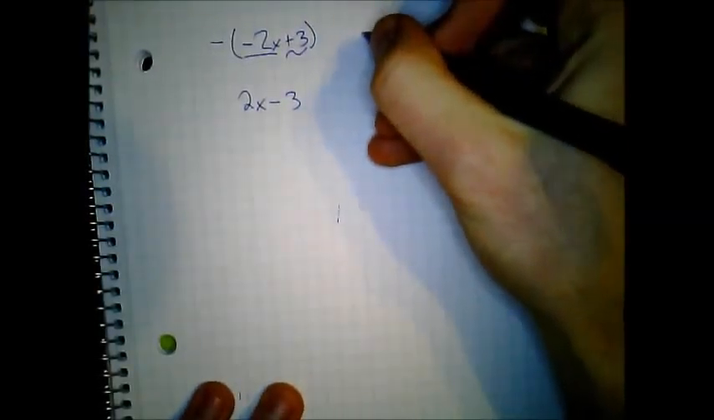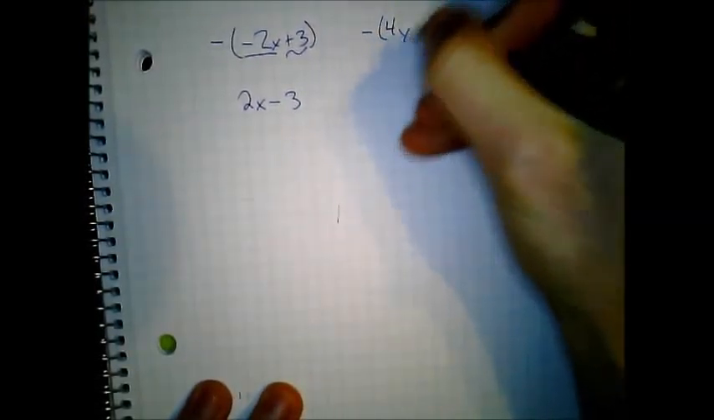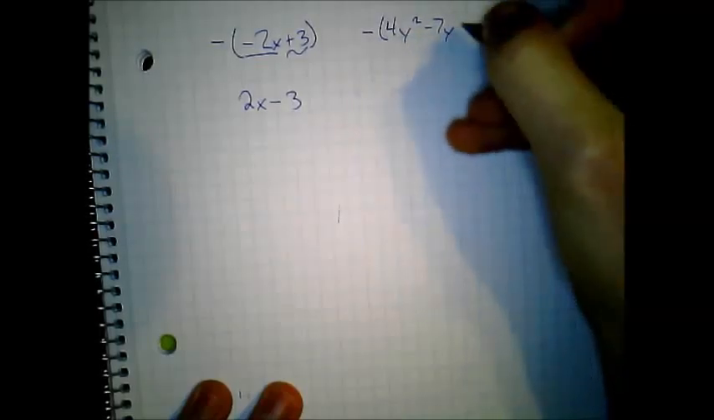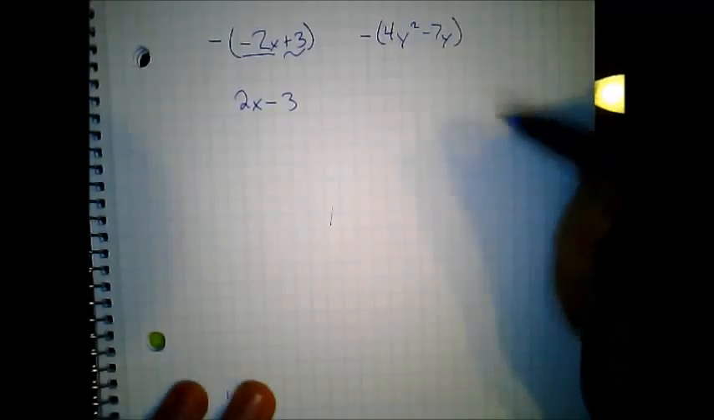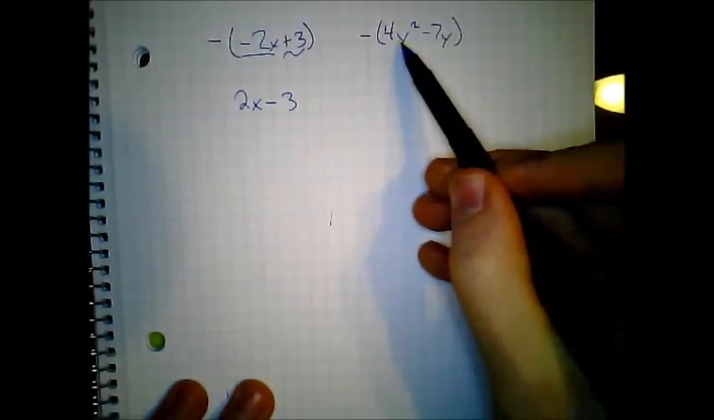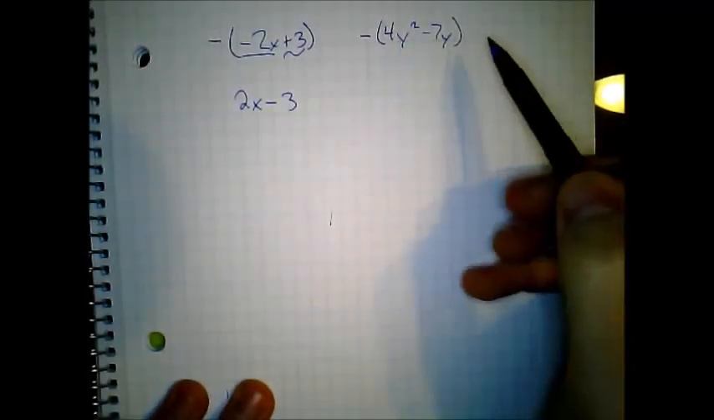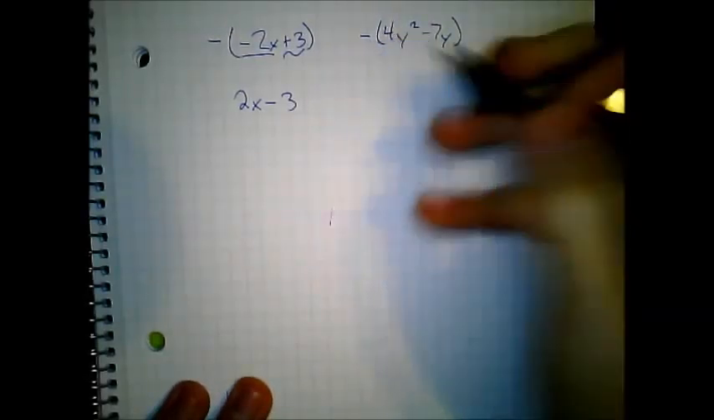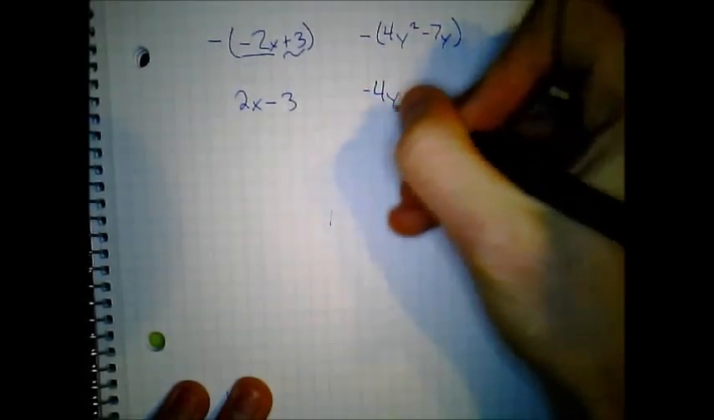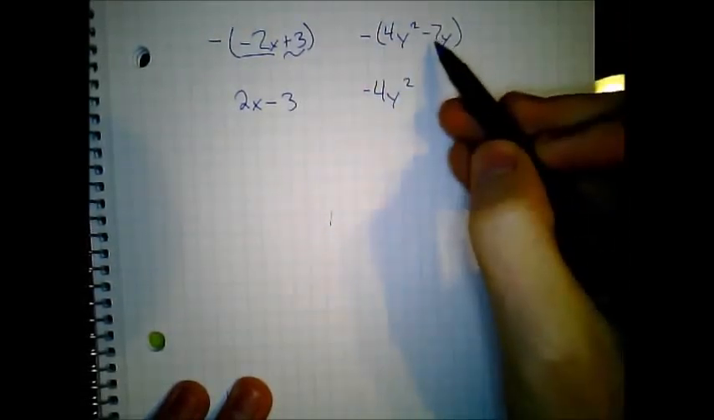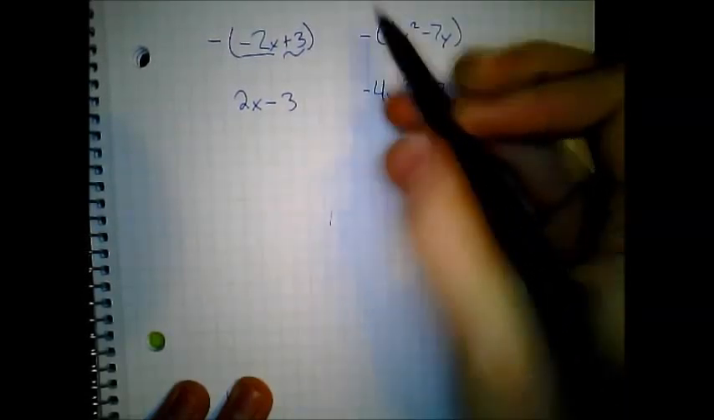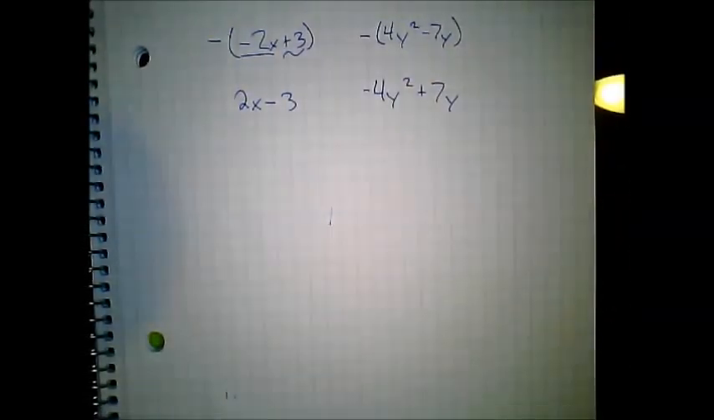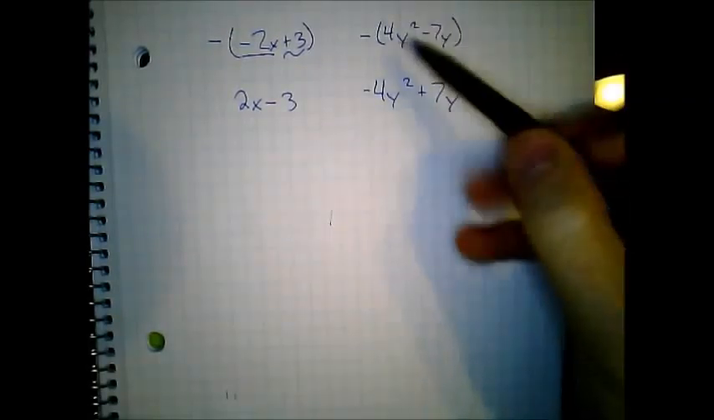Again, if we have the opposite of the group 4y squared minus 7y, we just want to take the opposite of everything on the inside. So on the inside, we have a positive 4y squared tiles and a negative 7y tiles. So the opposite of positive 4y squared is negative 4y squared. The opposite of negative 7y is positive 7y. That's all this means. This outside negative of a group just means we're taking the opposite, we're flipping, everything on the inside.